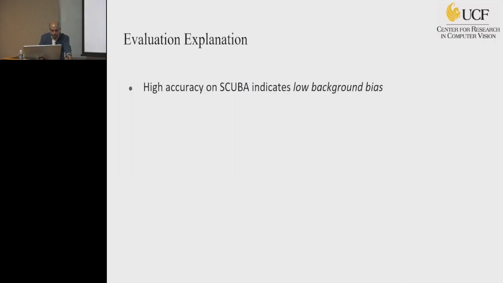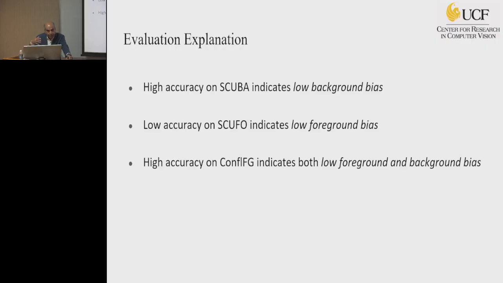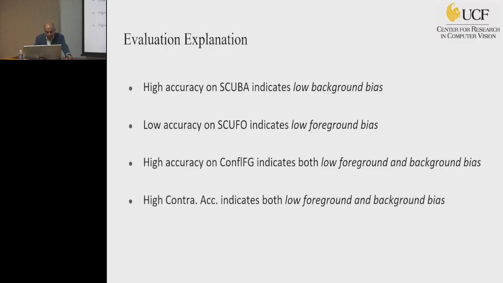Okay, so therefore we have these different metrics, and it becomes very complicated. We want high accuracy on SCUBA, which indicates a low background bias. We want low accuracy on SCUFO, which indicates low foreground bias, and we want high accuracy on conflict foreground, which indicates both low foreground and background bias. And then we want high contrastive accuracy, which indicates both low foreground and background bias.